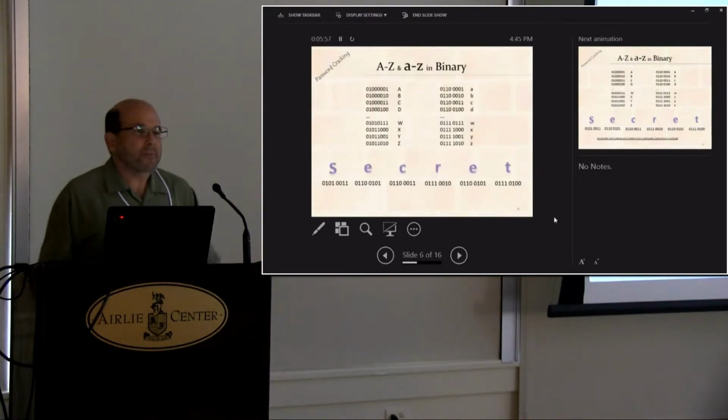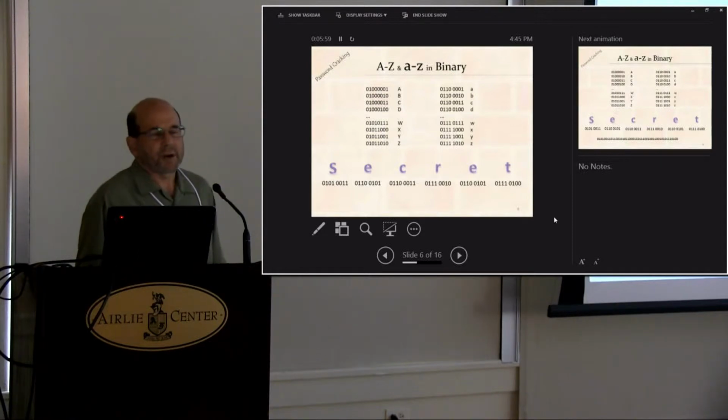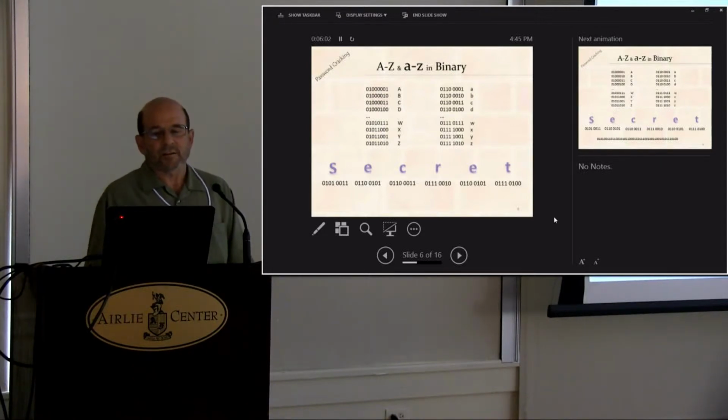So here's the binary representation of a bunch of A to Z's in caps and A to Z's in lowercase.